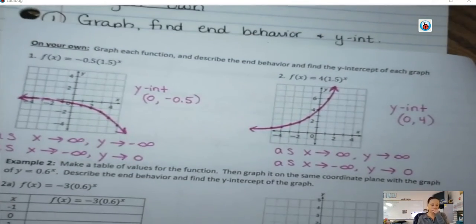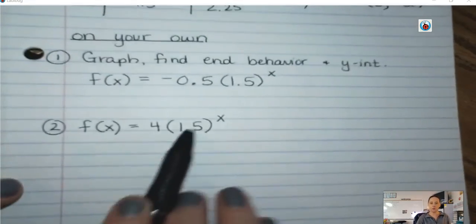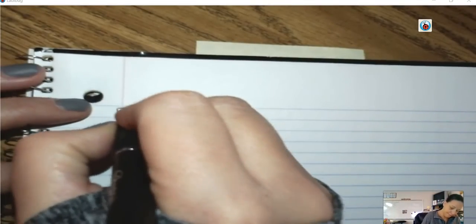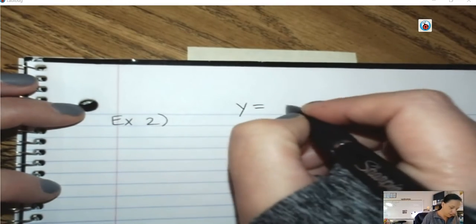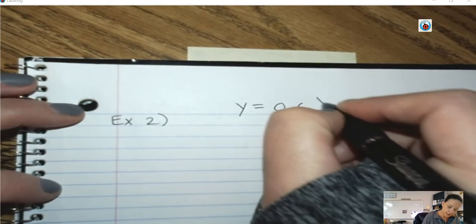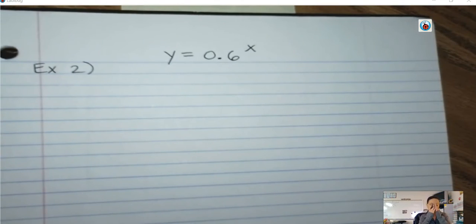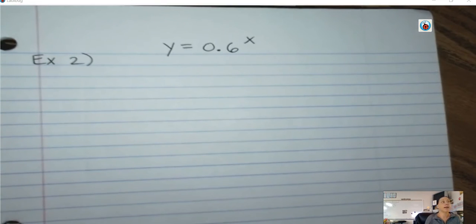Okay, we're going to continue doing more like this, except we're not going to use 1.5. So for all of these, we kept using 1.5 as the original equation. So now we're going to change it. For example 2, we're going to use y equals 0.6 to the x power. Again, we're still going to make a table, graph, end behavior, y-intercept.